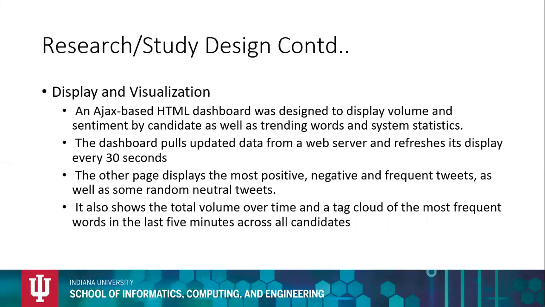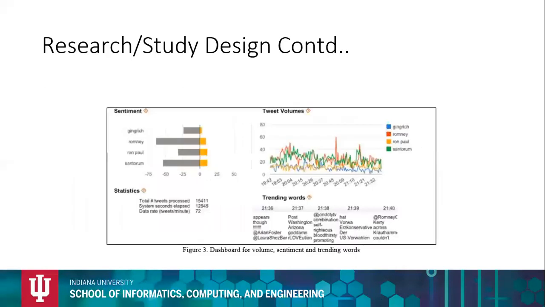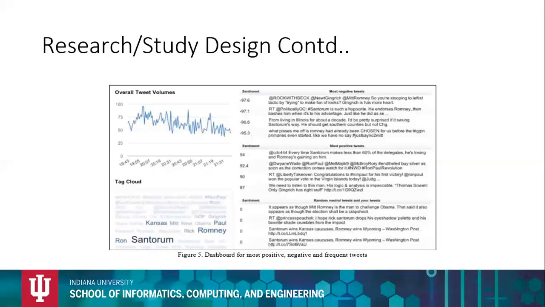The visualization covers different statistics about tweets as mentioned in the presentation. We will be covering this in detail in the next slides. This particular dashboard displays volume and sentiment by candidate as well as trending words and system statistics. This page displays the most positive, negative, and frequent tweets as well as some random neutral tweets. It also shows the total volume over time and a tag cloud of the most frequent words in the last 5 minutes across all candidates. The dashboard pulls updated data from a web server and refreshes its display every 30 seconds.